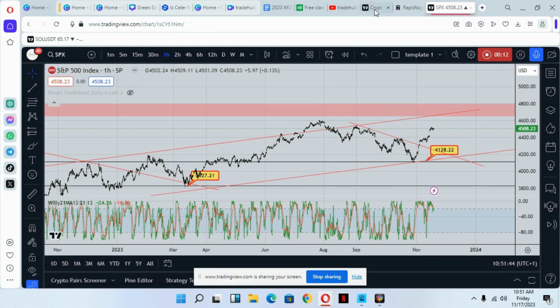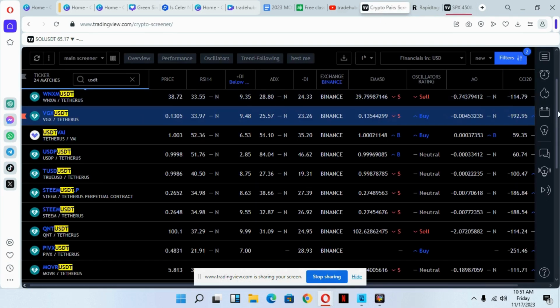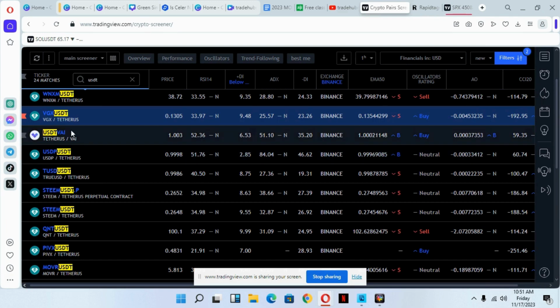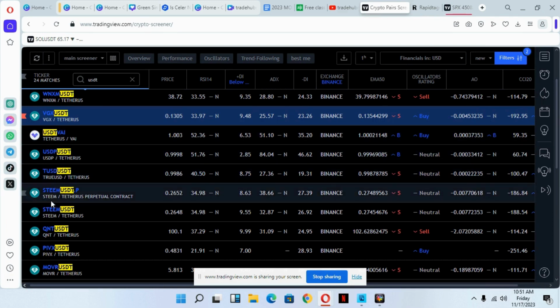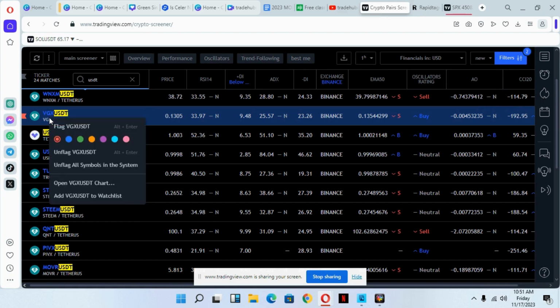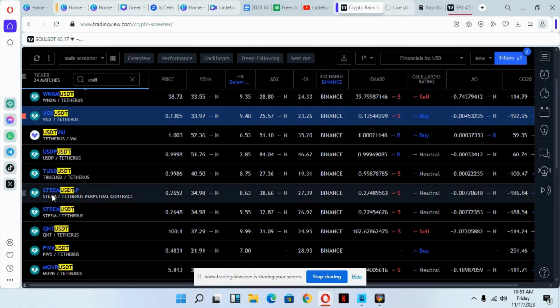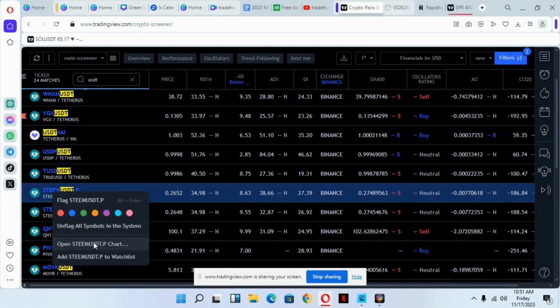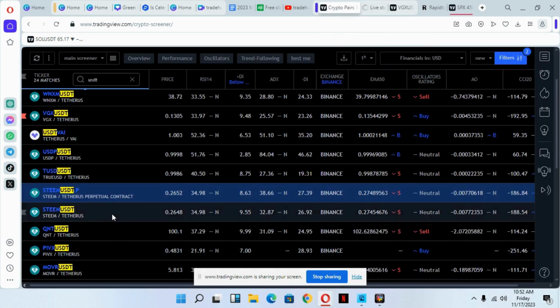So what I do is I go to my scanner setup. Already, I've set up my parameters. As you can see, these are the assets I'm going to be analyzing. So we'll analyze this on a 1 hour time frame. So let me open this. These are crypto-based analysis I'm doing.